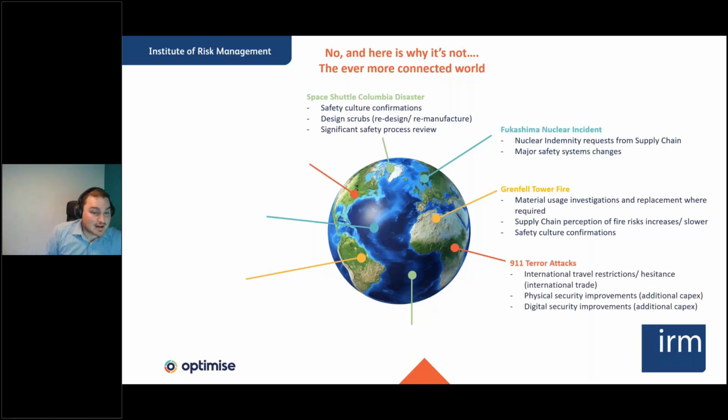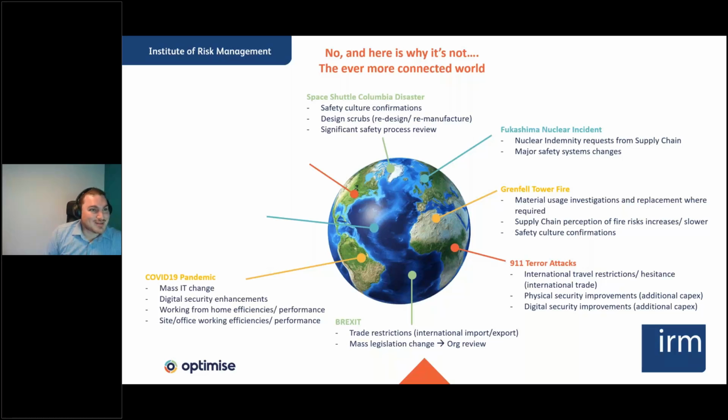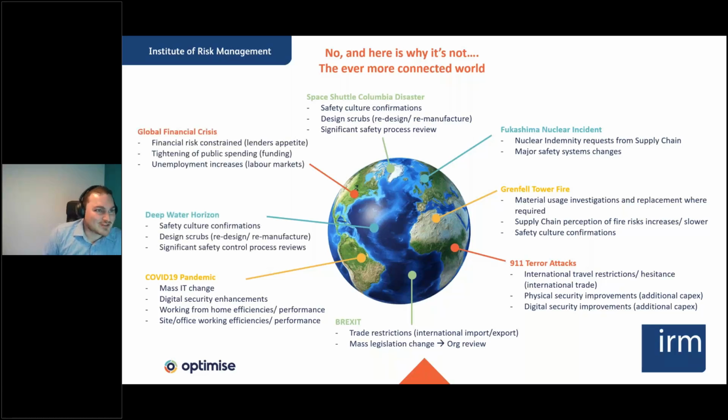The 9/11 terror attacks, Brexit, COVID-19, as we're all suffering through at the moment: huge mass IT change, digital security enhancements, working from home efficiencies and performance, site and office working efficiencies and performance, Deepwater Horizon, the global financial crisis.